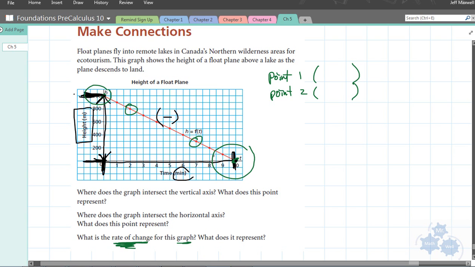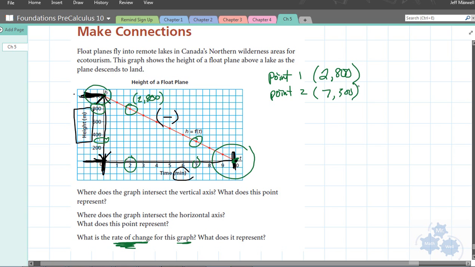So what are the coordinates for point 1 here, the first one? That is 2 and 800. See that? This is the coordinate 2, 800. So that means after 2 minutes, the plane is down to 800 meters above the lake. Now the second point is 7 and 300. Does that make sense?